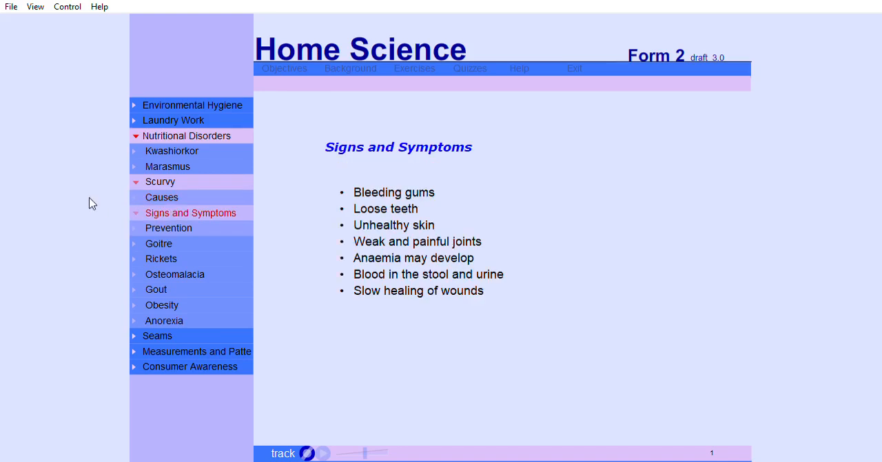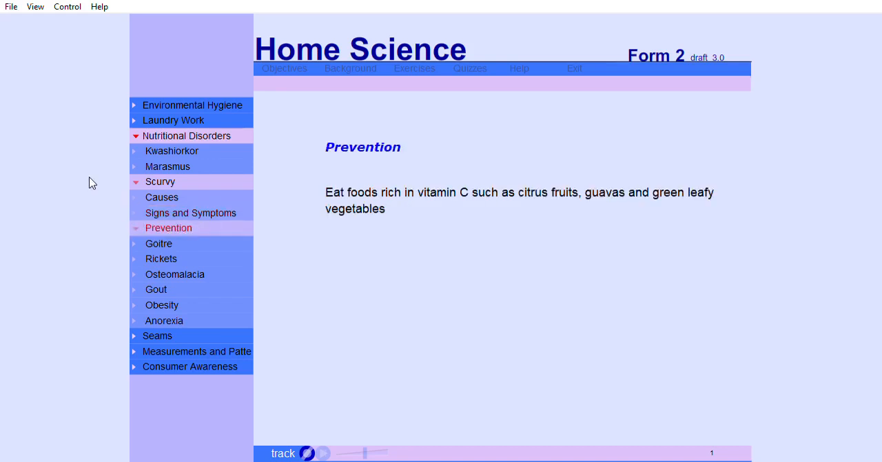These are the signs and symptoms of scurvy: bleeding gums, loose teeth, unhealthy skin, weak and painful joints, anemia may develop, blood in the stool and urine, and slow healing of wounds. In order to prevent scurvy, eat foods rich in vitamin C such as citrus fruits, guavas, and green leafy vegetables.